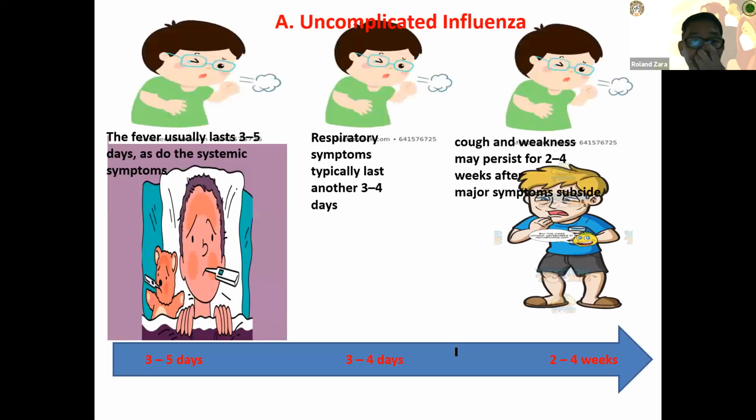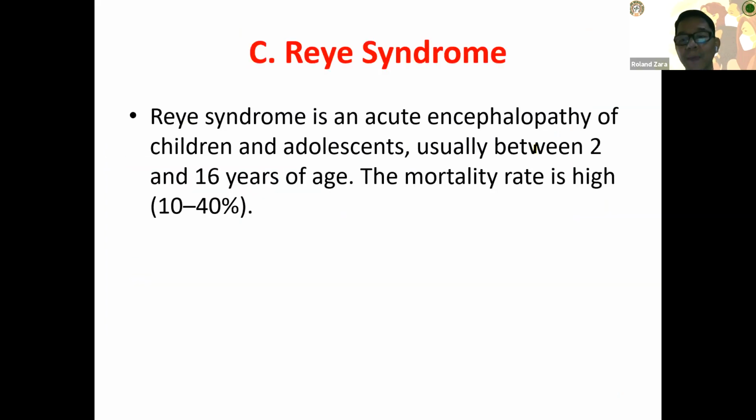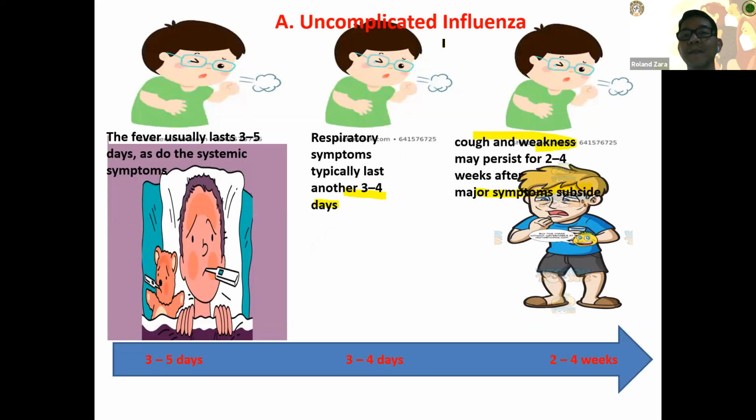So what are your clinical findings? Usually the fever lasts 3 to 5 days, along with systemic symptoms like headache and body malaise. Respiratory symptoms typically last for another 3 to 4 days. Mawawala na yung fever, pero yung respiratory symptoms may persist for at least 3 to 4 days. The cough and weakness may persist pa, 2 to 4 weeks after the major symptoms subside. So there's still cough and body weakness for 2 to 4 weeks. So this is what we call your uncomplicated influenza.